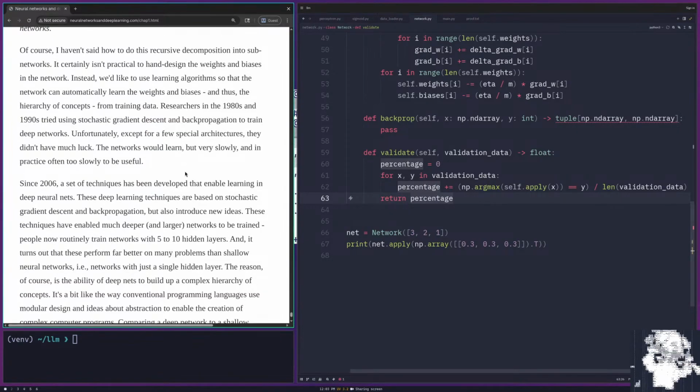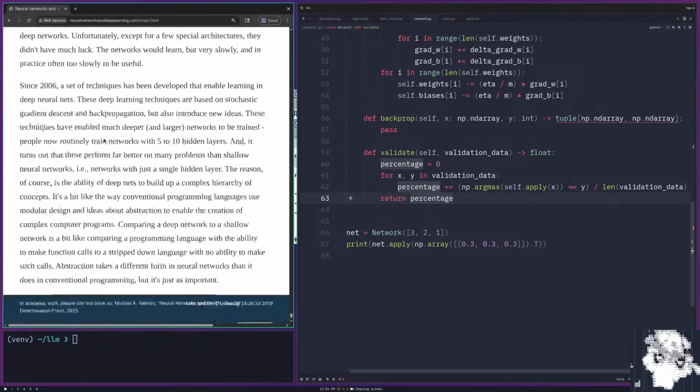Of course, I haven't said how to do this recursive decomposition into subnetworks. It certainly isn't practical to hand design the weights and biases in the network. Instead, we'll use learning algorithms so that the network can automatically learn the weights and biases, and thus the hierarchy of concepts from training data. Researchers in the 1980s and 1990s tried using stochastic gradient descent and backpropagation to train deep networks. Unfortunately, except for a few special architectures, they didn't have much luck. The networks would learn, but very slowly, and in practice, often too slowly to be useful.